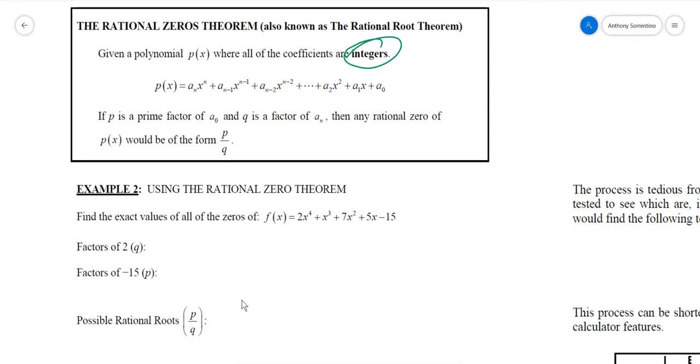They're all integers. If p is a prime factor of a sub 0, and q, now again, they're not assuming this p out here. They're assuming this is a different constant. They probably should have put this in terms of f to make it more clear. I don't want you getting confused that this p and this p represent the same thing. They don't. We let p be a prime factor of a sub 0, which means a sub 0 is the constant term, and q is a factor of a sub n, the leading coefficient. Then any rational zero of f of x would be of the form p divided by q.